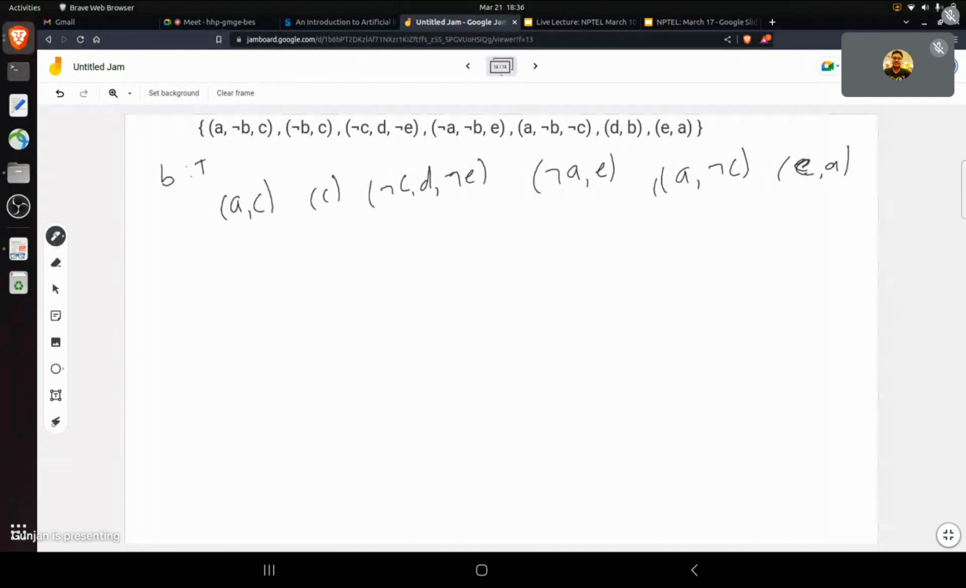So do we have any unit literals? Yes, we have a unit literal which is C here, right? So we will set C to true. That will give us, this will be resolved to true. This is already true. This will become D comma not A. This will become just E. This will become true, and this will also become true. Is it clear how this is happening, or should I explain?